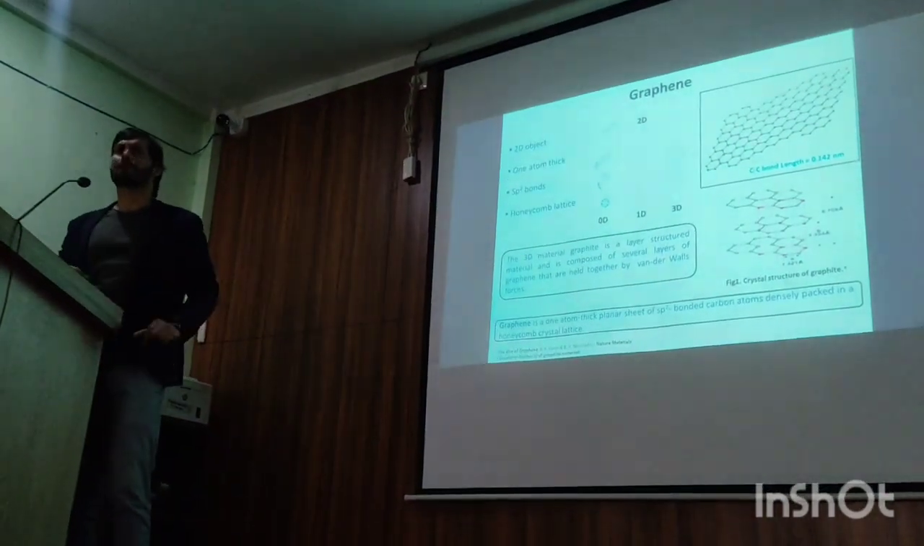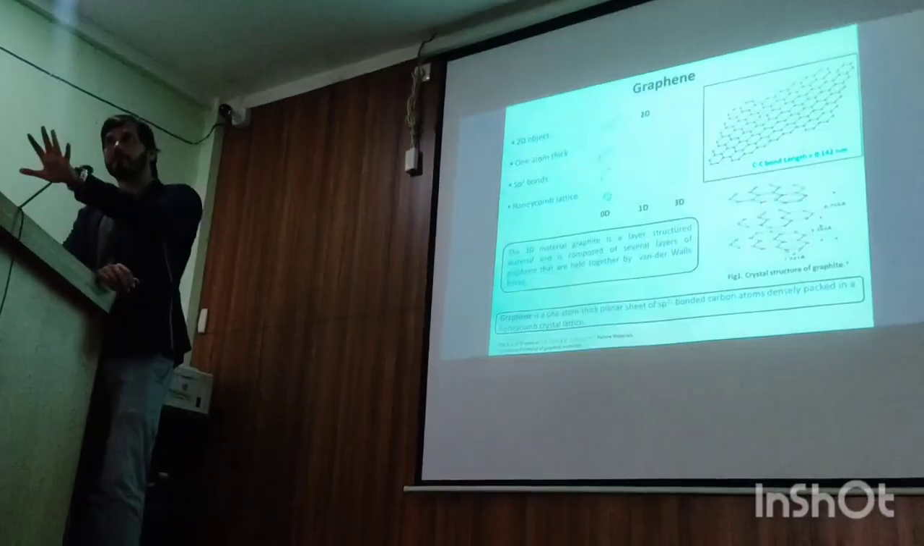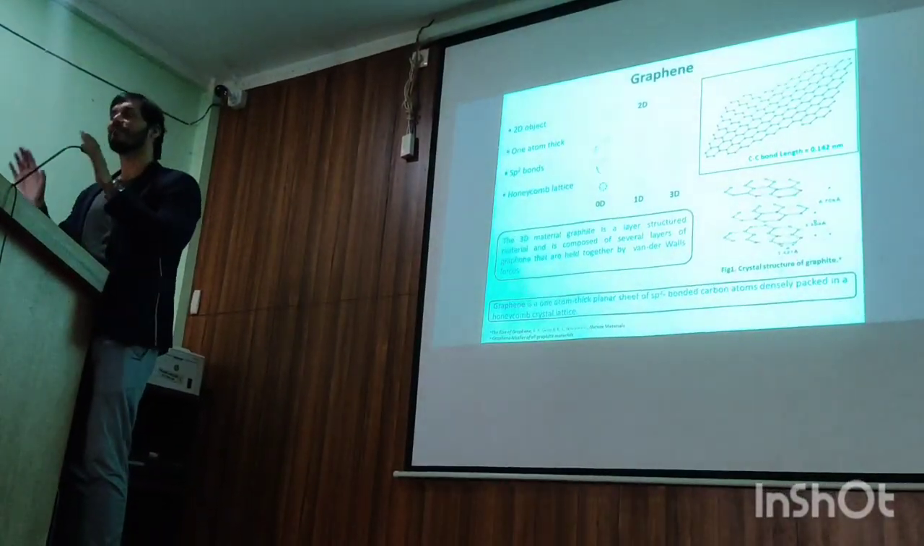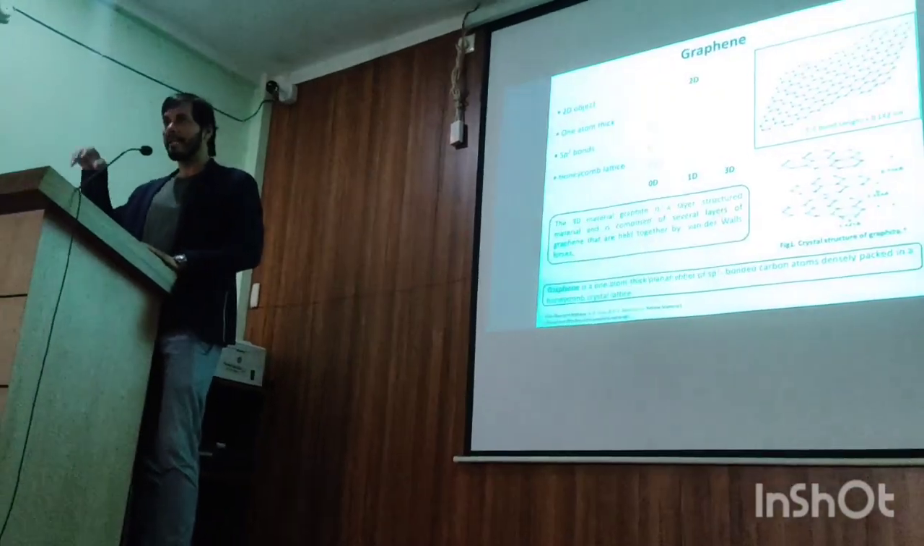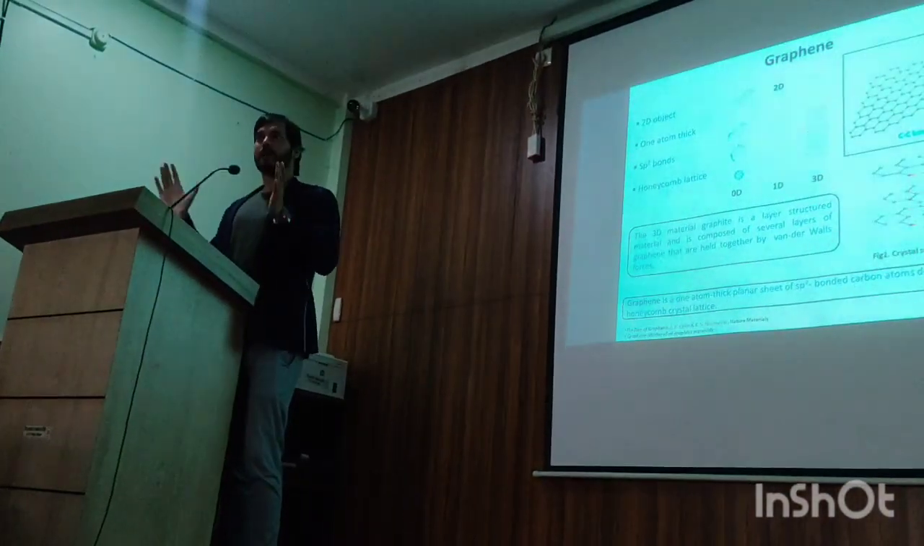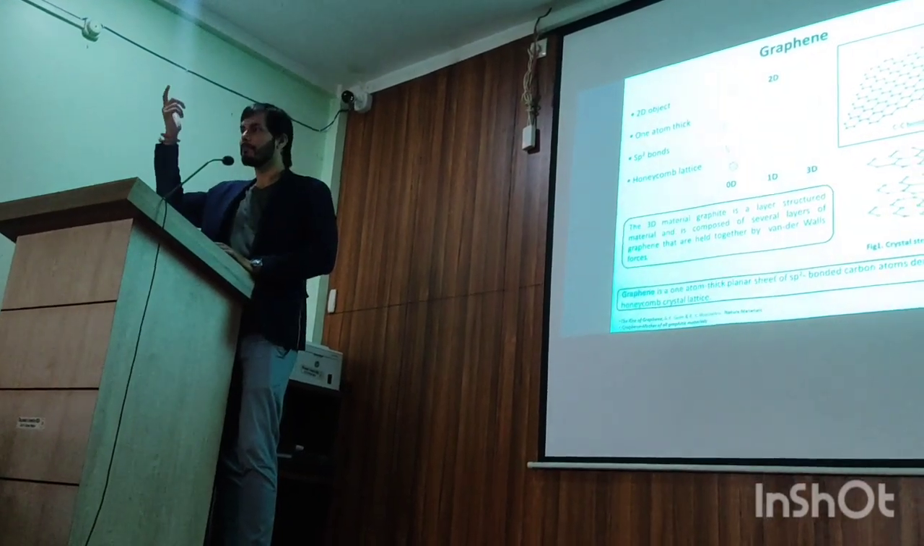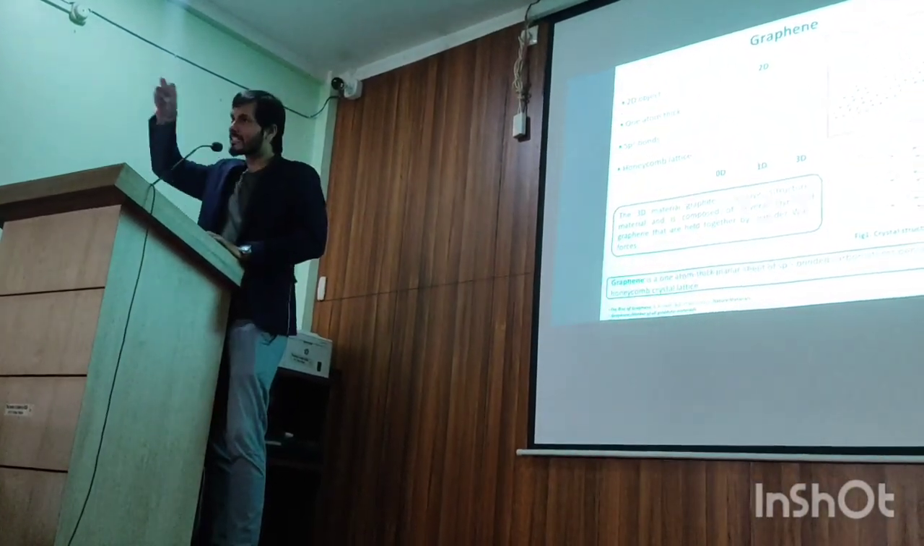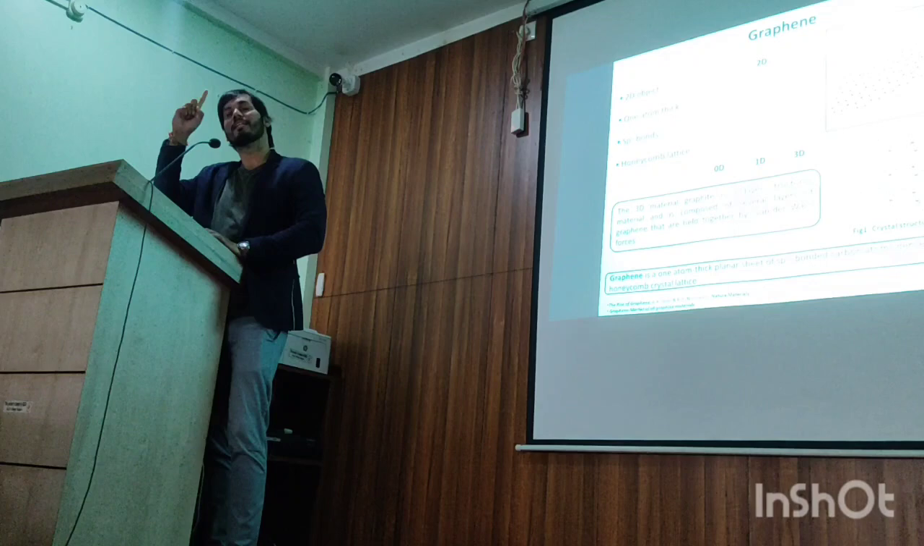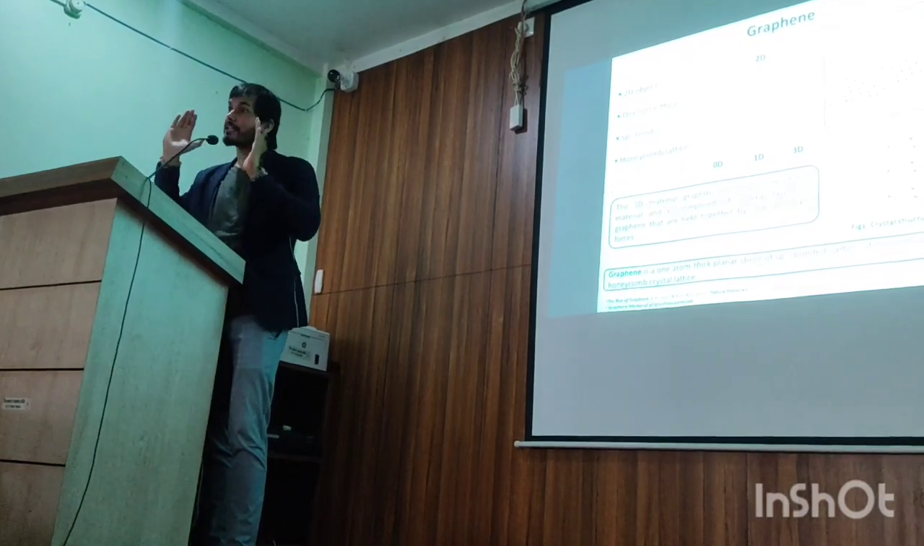Now first of all, what is graphene? To understand in a very simple way, graphene is basically a single layer of graphite. You know graphite? Pencil tip? A single layer of that is basically graphene.